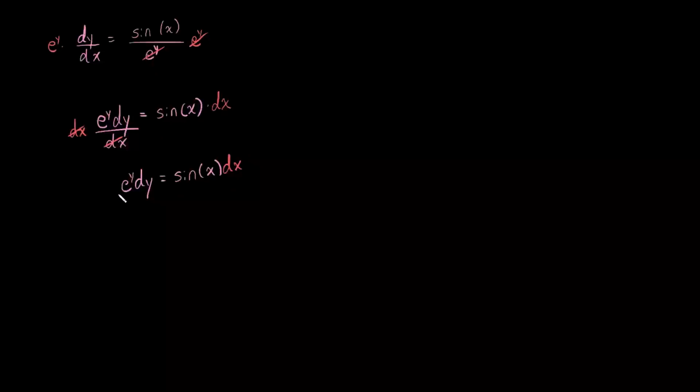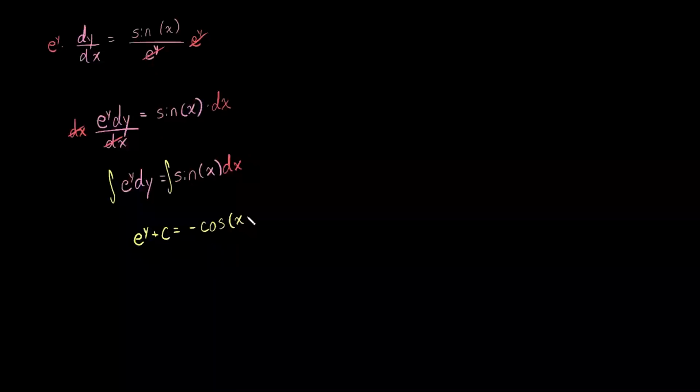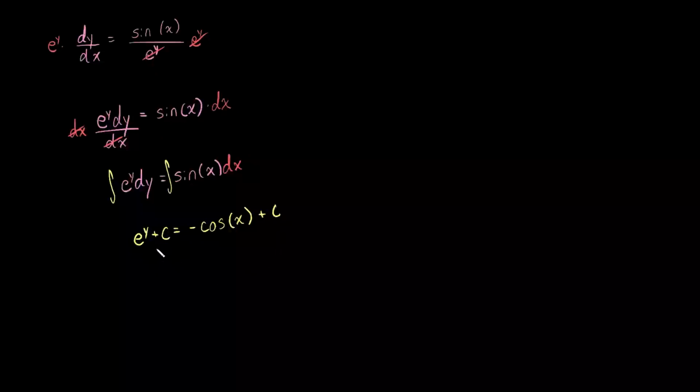So we're going to integrate both sides. Once we integrate both sides, the integral of e to the y dy is just e to the y. The integral of sine of x is negative cosine of x. From there, we can combine our constants. So we're left with e to the y is equal to negative cosine of x plus c.